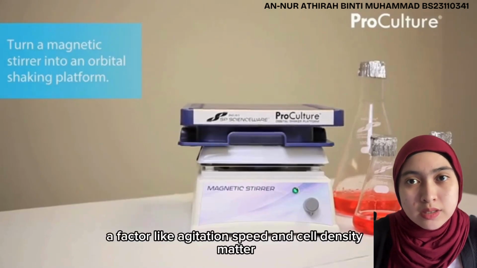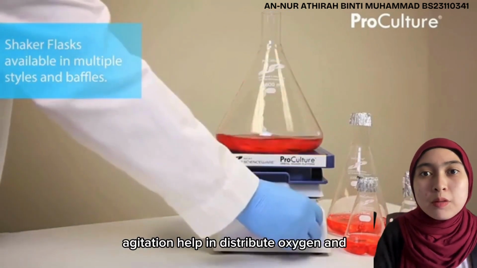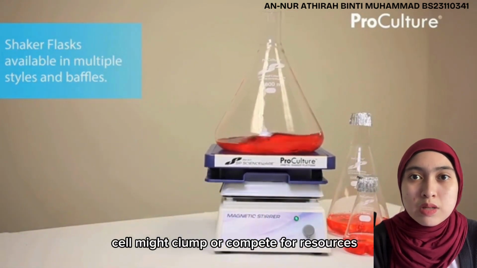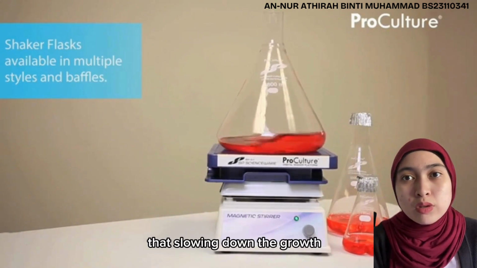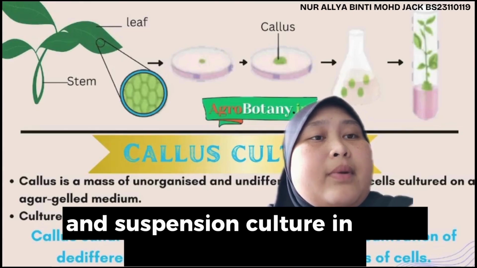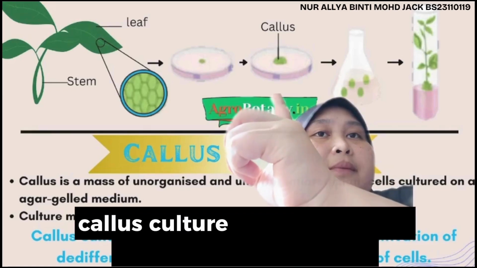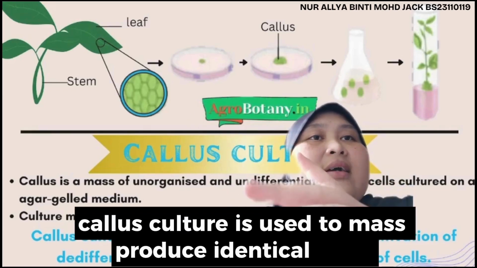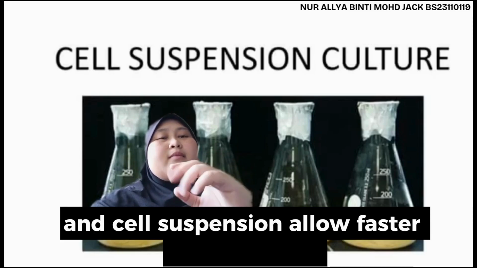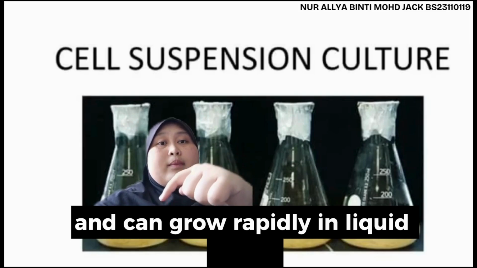So in suspension culture, factors like agitation speed and cell density matter. Agitation helps distribute oxygen and nutrients evenly. But if the culture starts to get dense, cells might clump or compete for resources, slowing down the growth. So the applications of callus and suspension culture in plant biotechnology are, first, micropropagation. Callus culture is used to mass produce identical plants from a single plant, and cell suspension allows faster multiplication because cells are dispersed and can grow rapidly in liquid media.